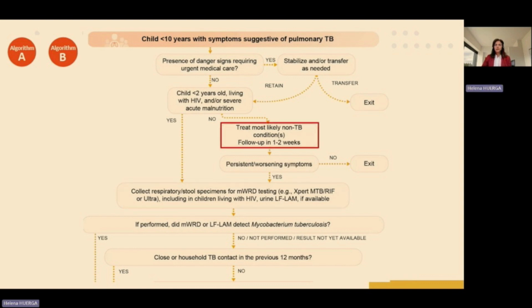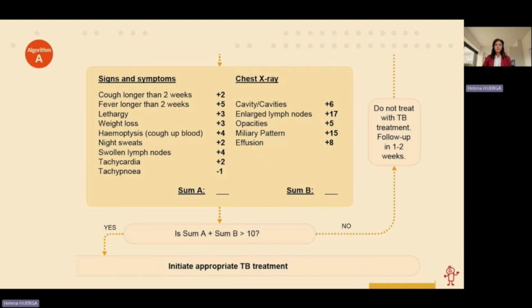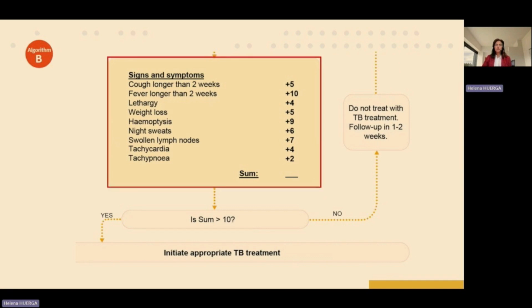If the child does not meet these conditions, then it can be treated for the most likely non-TB conditions and followed up in 1 or 2 weeks. The algorithm includes GeneXpert and TB-LAM when available, and also the history of contact with a person with TB. Then the second part of the algorithm is a score that is based on signs and symptoms of tuberculosis and on the findings of the chest X-ray for algorithm A, and on signs and symptoms of tuberculosis only for algorithm B. If the sum of this score is more than 10, the algorithm recommends to treat for TB, and if not, to review the patient in 1 or 2 weeks.